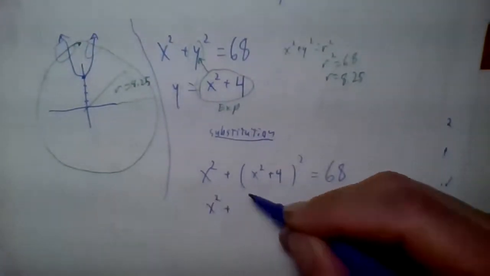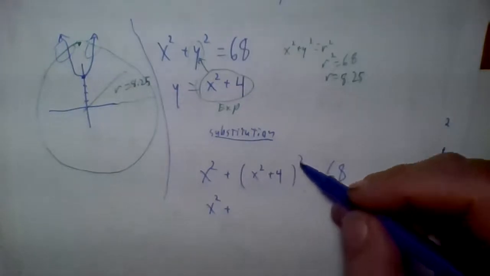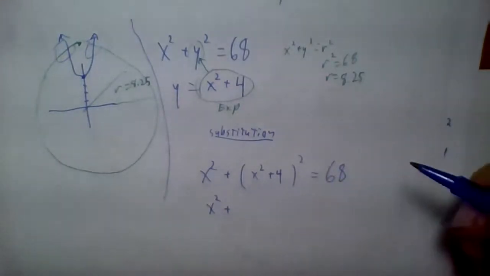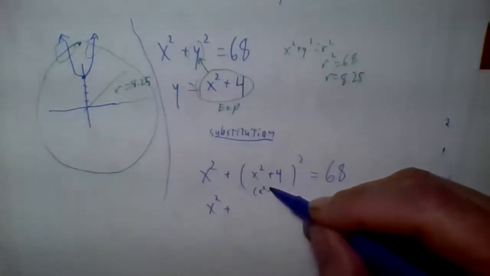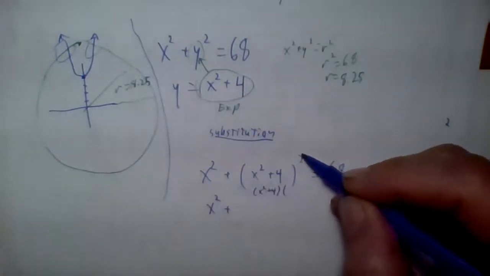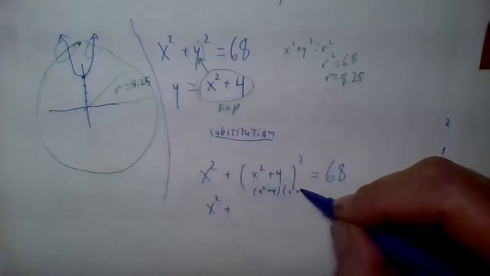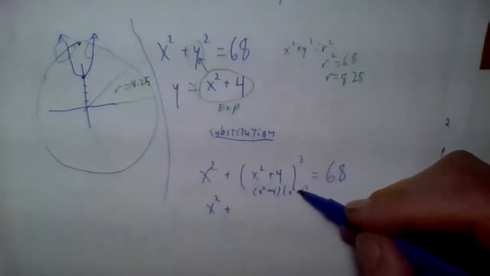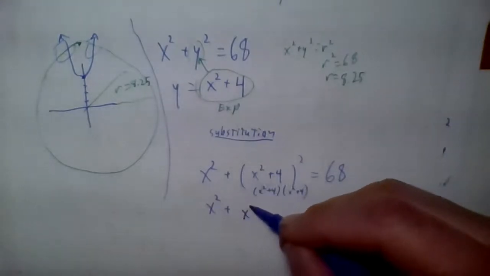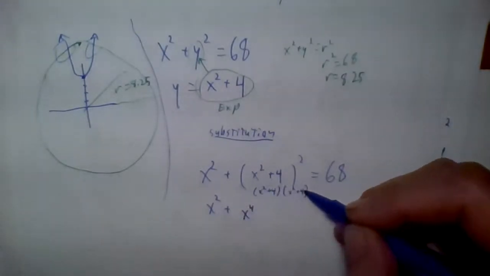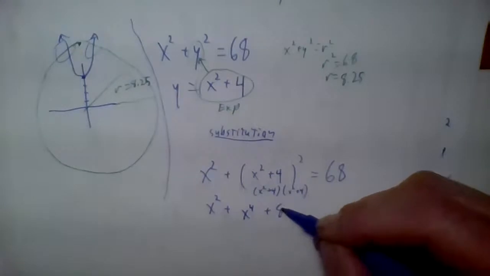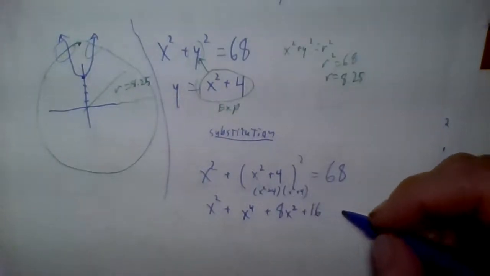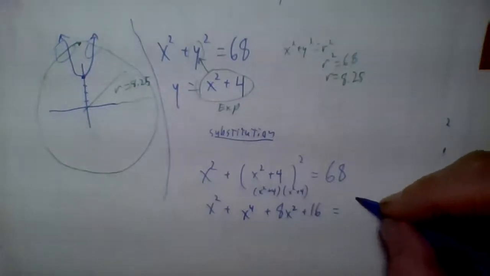I got x squared plus x squared plus 4 times itself. All right, this step takes a little thought, so let me write an in-between step here. Remember, the squared's outside the parentheses, so that's this whole thing times itself. We have to FOIL that out. We get x to the 4th plus 4x squared plus another 4x squared plus 16. That's it. That's equal to 68.